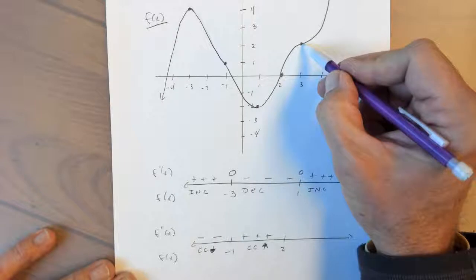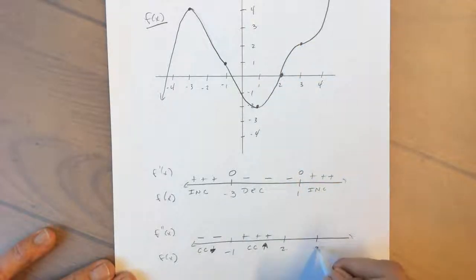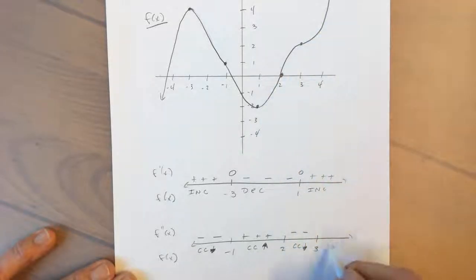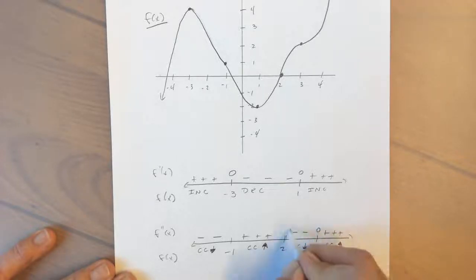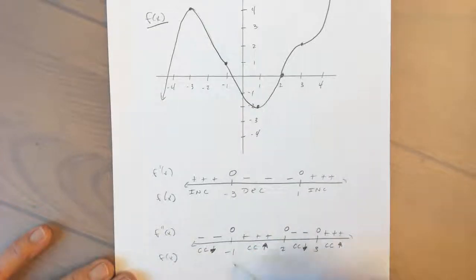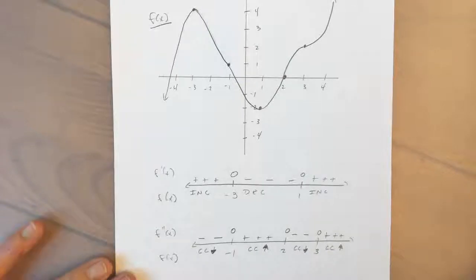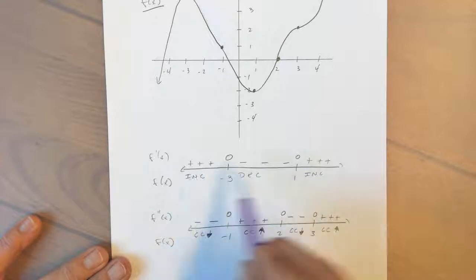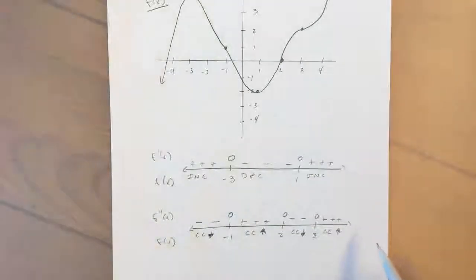From 2 to 3, the graph is concave down. Therefore, the second derivative would be negative. And then beyond 3 to infinity, the graph is concave up. So the second derivative would be positive. Because of our nice smooth curve, we have zeros for the second derivative at negative 1, 2, and 3. Okay, so this gives us the sign of the first and second derivative throughout its domain.